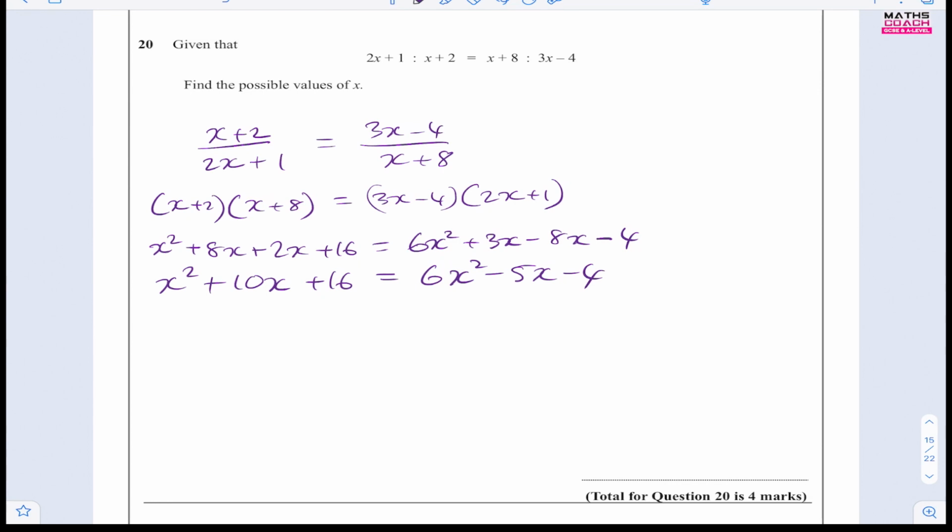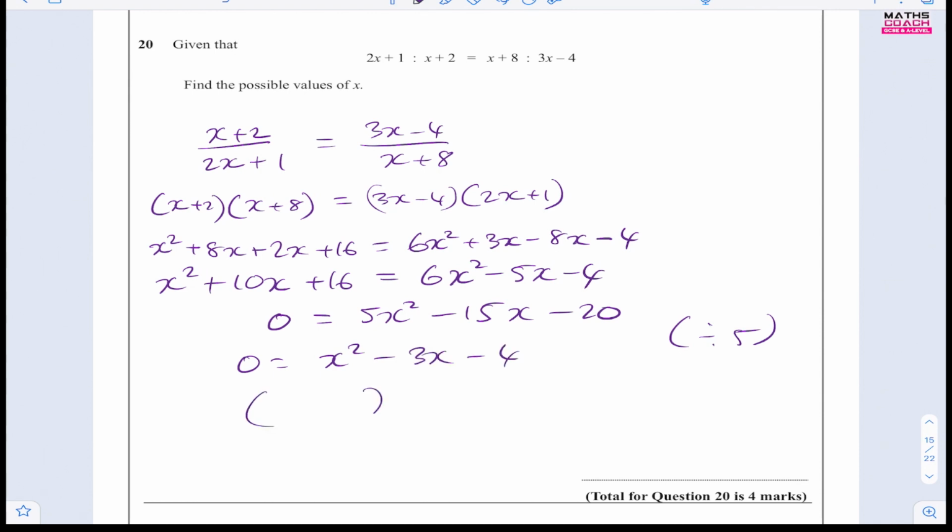So we're going to take everything on the left hand side over to the right hand side, because it's just much easier to do that because we have x squared as positive. So this side will be 0, 5x squared minus 15x minus 20. Now if we divide this by 5, we get x squared minus 3x minus 4. And we can just factorize this. So x, 4 and 1, we have plus 1 minus 4.